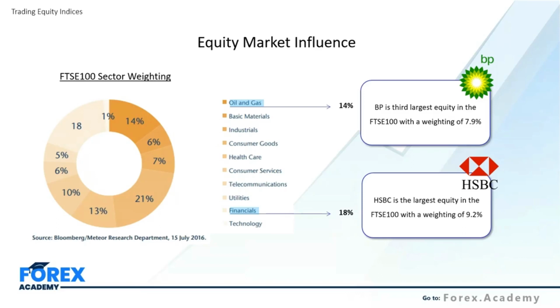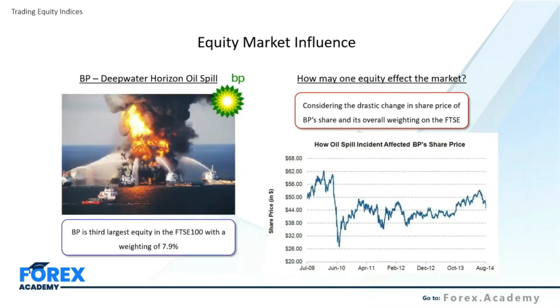BP is the third largest equity in the FTSE 100 with a weighting of 7.9%. So 7.9% as a weighting within our 100 companies is quite large. HSBC is the largest equity in the FTSE 100 with a weighting of 9.2%. So you could see, of course, how a drastic news event affecting either one of these shares could have a larger effect on pricing the FTSE 100 itself as an equity index.